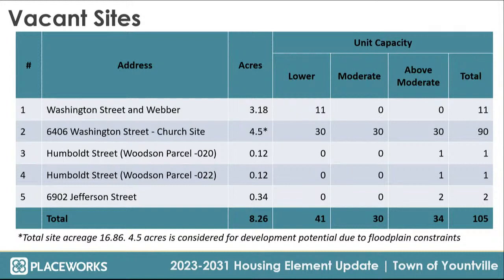So what will be included in the housing element is like we said, an address and a parcel listing and acreage, and we have to show what sites can accommodate what income levels.